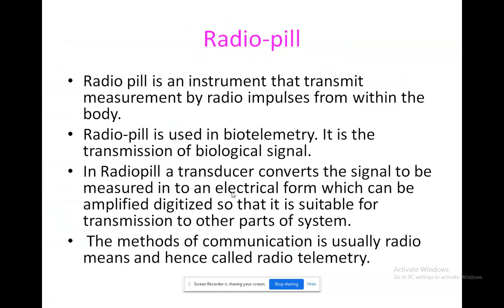Okay, radio pill. This is also a type of instrument which is going to use radio impulses, that is, radio signals within our body for transmitting or getting the information from our body through the biosignal. And this will be communicated with the other devices through the communication process. That will be called a radio pill. So a radio signal is going to be used here. That is, radio signal means radio frequency signal.